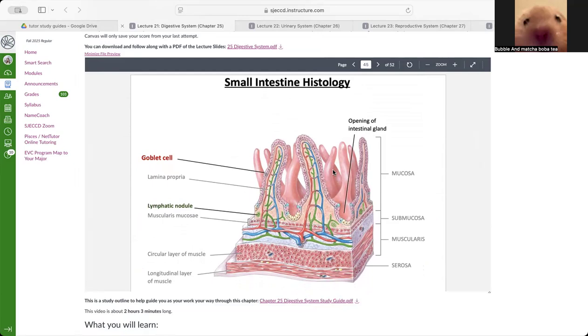So, small intestine histology. We have the mucosa, which is the simple columnar epithelium. We have goblet cells that secrete mucus. And we have the lamina propria, which connects the mucosa down to the submucosa underneath. So the lamina propria goes up and down, creating villi, and the muscularis mucosa goes straight across. Two layers of smooth muscle in the muscularis. And the serosa has a serous membrane that secretes serous fluid on the outside of the small intestine.